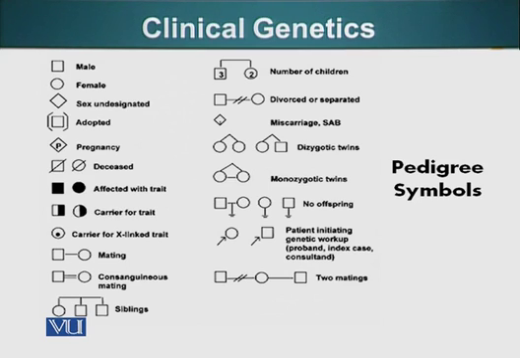Also, I would like to point out, affected with the trait is a solidly, completely filled square or circle. Carrier of the trait, which will be a heterozygous condition, is a half-filled circle or half-colored box. Carrier for an X-linked trait is a circle with a dot in it. We cannot have carriers with boxes because for X-linked traits, only females can be carriers. So let's look at this information.